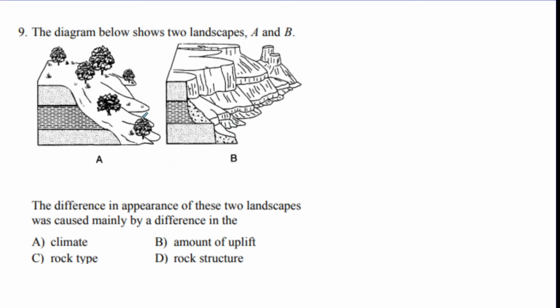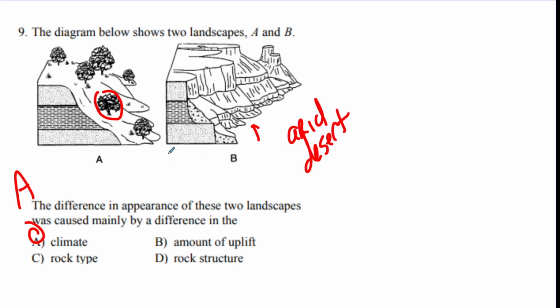And we got 2 landscapes, so we saw a picture of this. The difference in the landscape is mainly going to be what? Now it says mainly, so you have to pick the best answer. Climate is going to be your major factor here. That's going to make a difference. There's clearly trees here and none here, so this is probably going to be your arid desert. And this would be like your forest with your moisture.